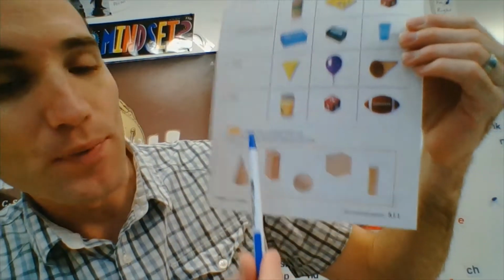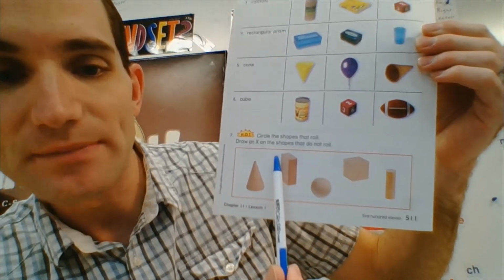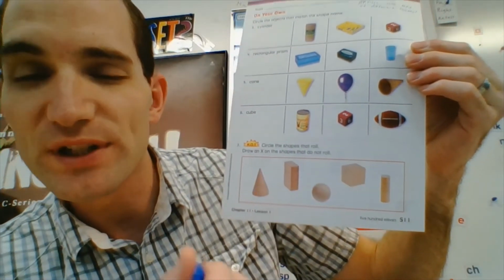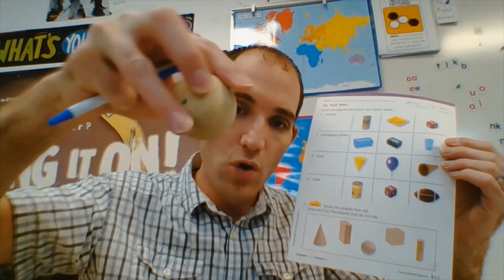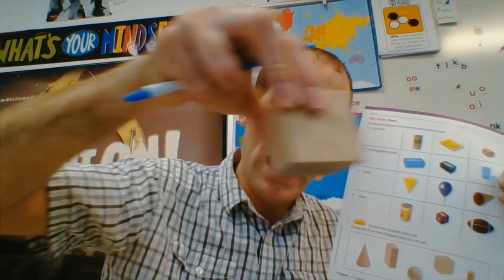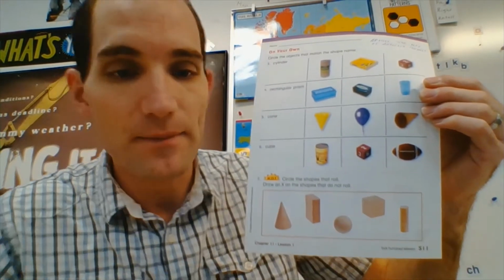And the problem at the bottom says to circle the shapes that roll. So you have to think to yourself, which of these shapes are going to roll and which are going to, like, not really roll so easily, but kind of slide. Obviously, this one's going to roll if it was on something flat. This one's going to slide. So imagine yourself putting that shape on a table and pushing it. Would it roll or would it slide?